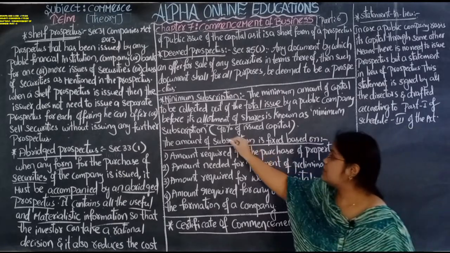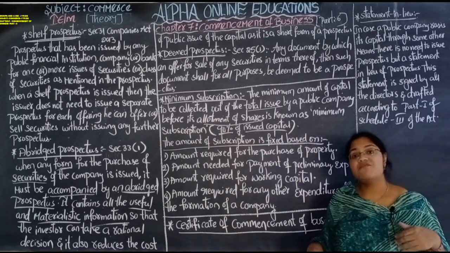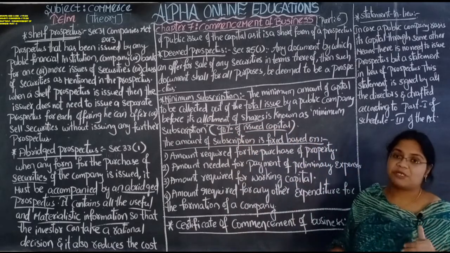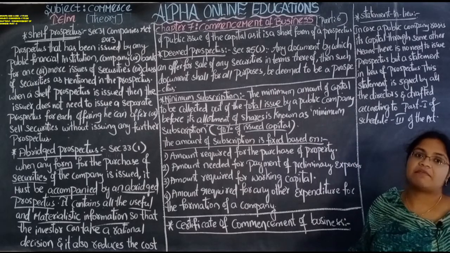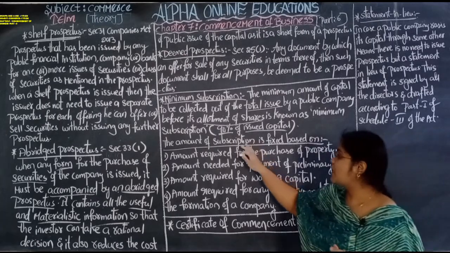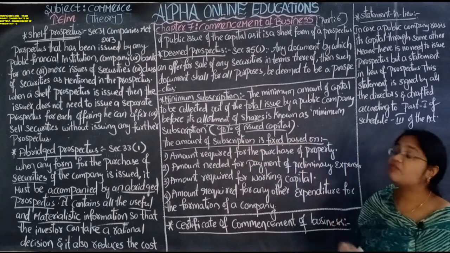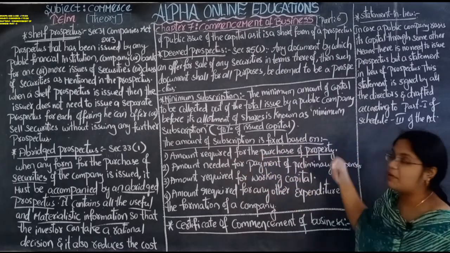Nowadays it will be 90% of issued capital. If the company fails to get the minimum subscription amount, at that time it has to return back the amount it has taken from the investors. Generally this subscription amount is fixed on the basis of the amount required for the purchase of property.